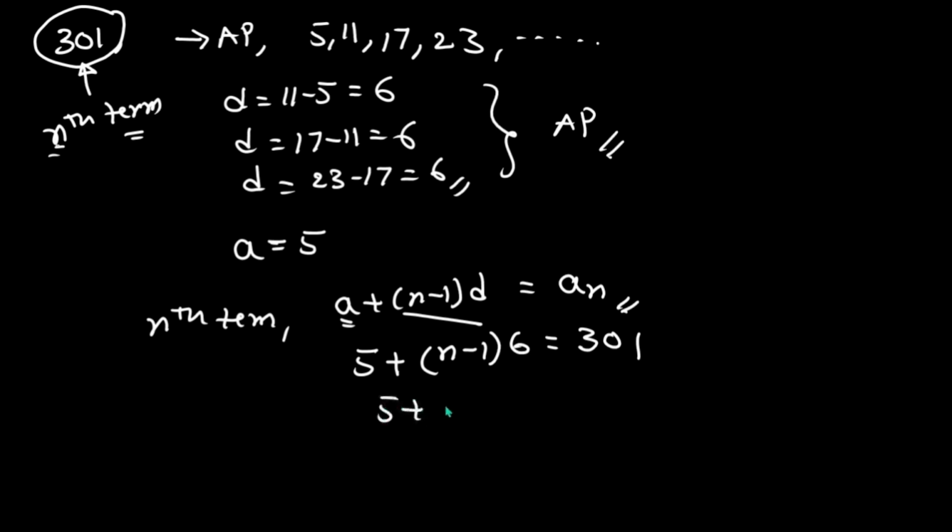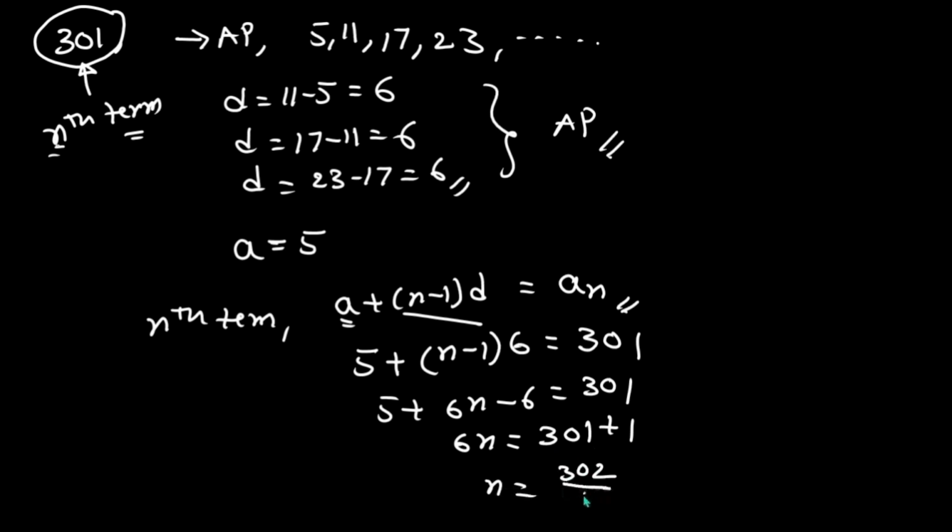5 plus 6n minus 6 is equal to 301. Let's keep 6n on one side and send the other numbers to the other side. So 301, and minus 6 plus 5 is minus 1. If it goes to the other side, it's a plus 1, right? So n is equal to 301 plus 1, that is 302, divided by 6.